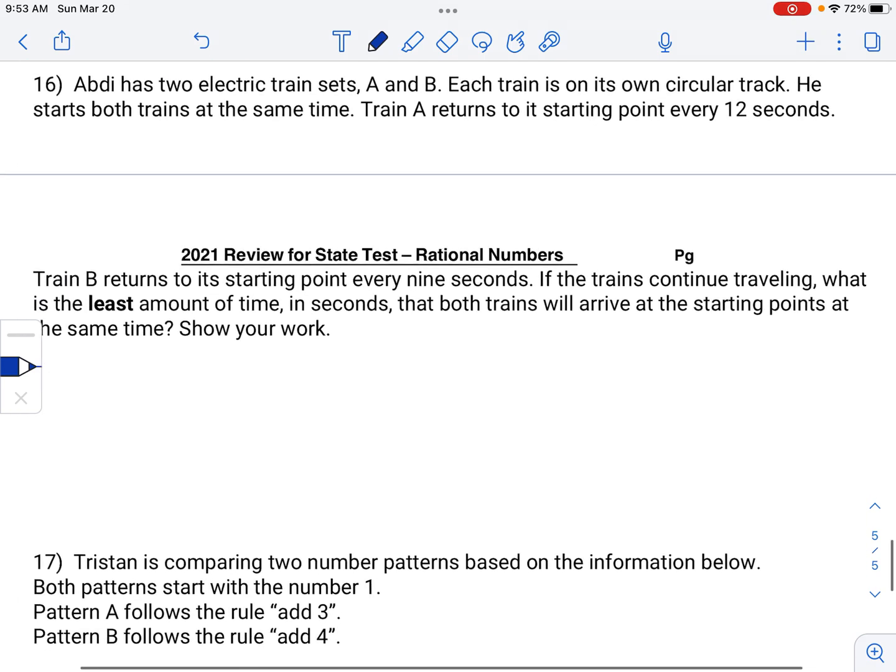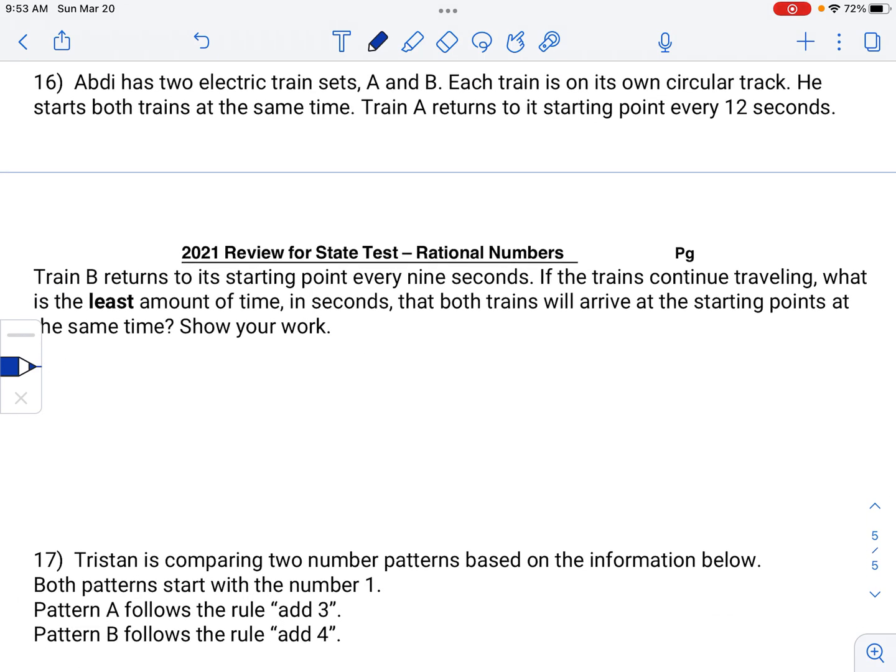Number 16, Abdi has 2 electric trains. They're on a circular track. They both start at the same time. Train A returns every 12 seconds. Train B returns every 9 seconds. We want to know what's the least amount of time they both will arrive at the starting point at the same time. So least amount of time implies LCM. So we're going to find the least common multiple of 12 and 9.